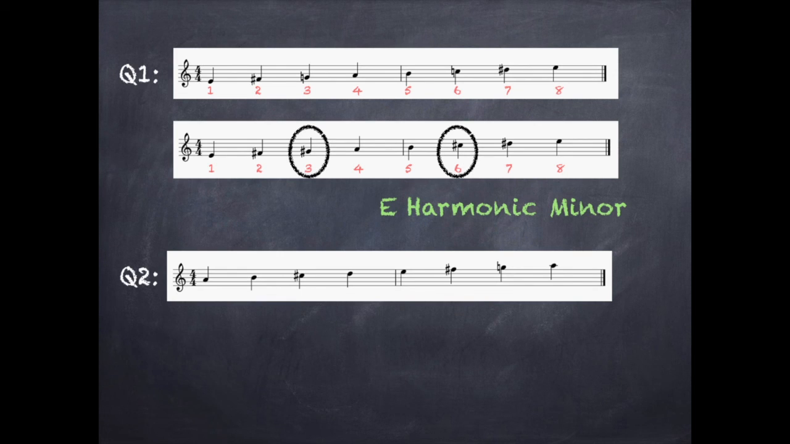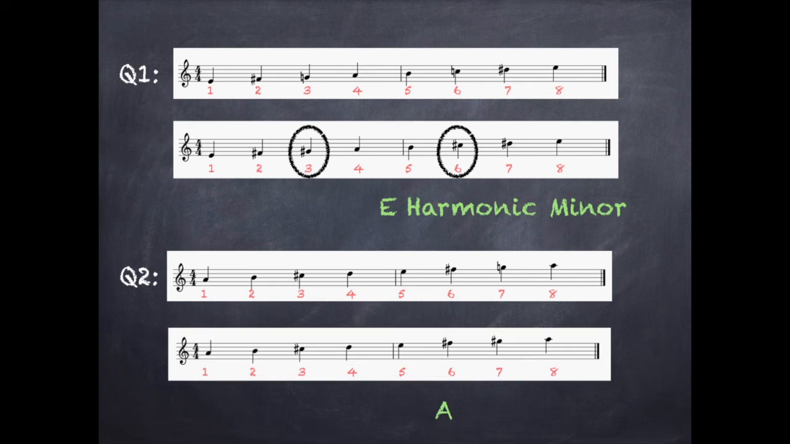Question 2. Number the notes 1 through 8. Once we've done that, we need to identify the root or the tonic note. And we know it's an A. So the next step is we write out the A major scale and we circle the notes that are different. In this question, only the 7th is different. It has been flattened. So what type of scale uses the flat 7 formula? It's a Mixolydian mode. So this is an A Mixolydian.